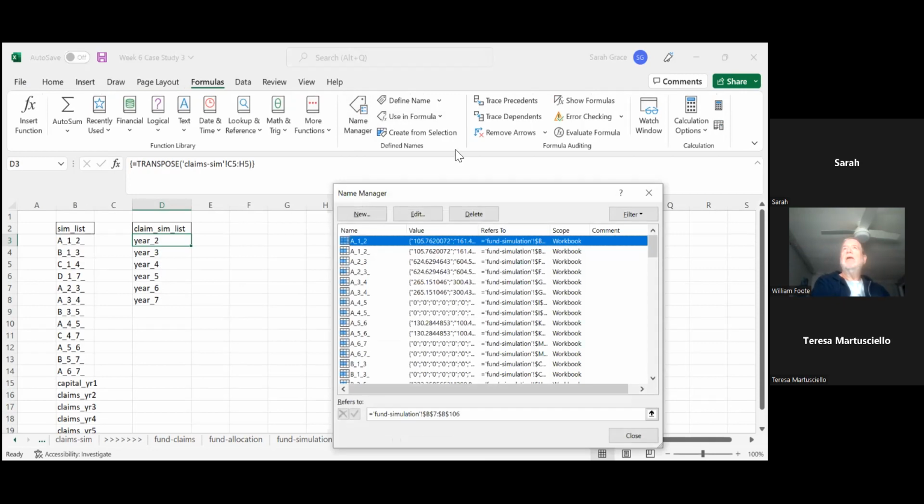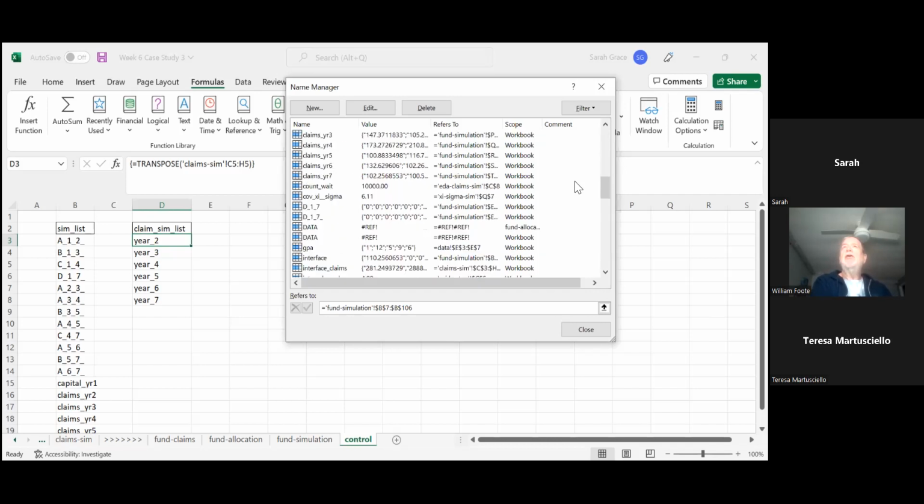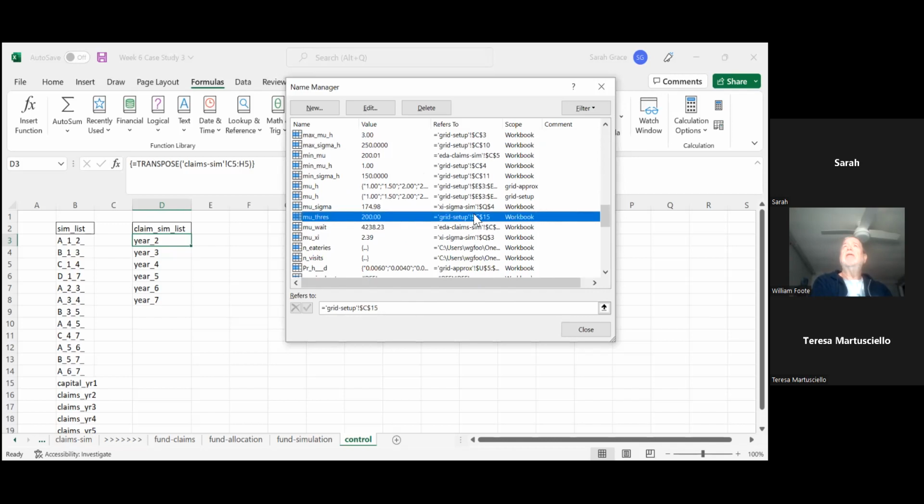All right, got it. Now there's a whole bunch of stuff here, obviously, which you probably don't need. For example, all of these A's, that's going to be for the final project. But if you scroll down and look for MU underscore THRESH, I believe. Got it. Okay, now where is that located? It is located in grid setup C15. Oh, okay. Why don't we go to grid setup C15?